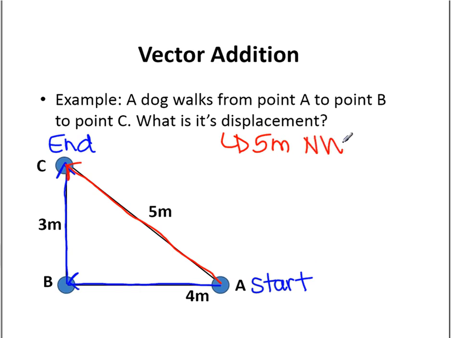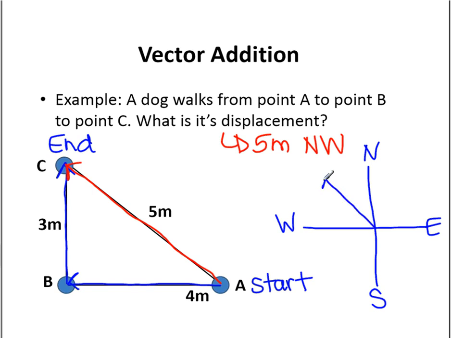So if we were to look at this on a north, south, east, west grid, just for reference. The displacement here, the dog is traveling northwest by 5 meters. This is our resultant vector arrow. So if this seems fairly straightforward to you, that's good. If you haven't seen this before, hopefully you can see how the displacement works.